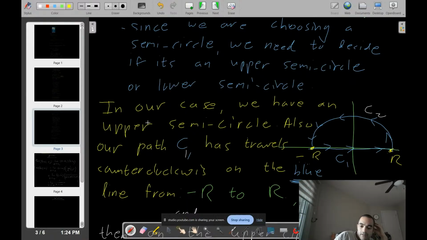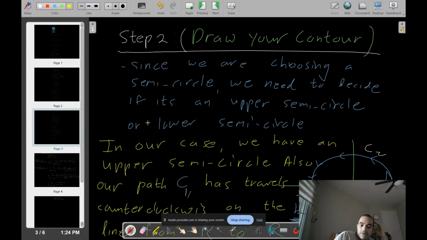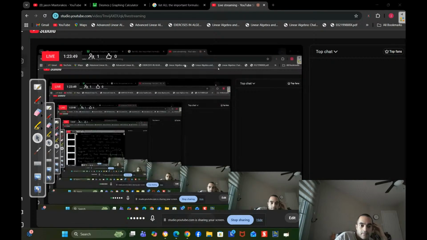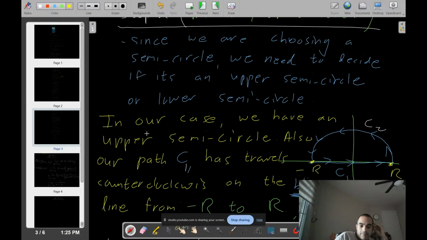Upper, based on the boundaries that we're going to go from. Because in our case, as I mentioned, I wrote this down, an upper semicircle. Also, since our path is C1, as you can see here, I've made a graph. So again, this is why drawing is really important in mathematics. Our upper semicircle.